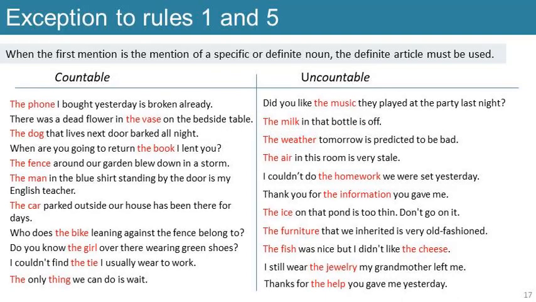Here are several examples of the definite article being used on the first mention. As you can see, many of the countable and uncountable nouns in these sentences are post-modified. For example, by a defining relative clause or by a prepositional phrase. These post-modifications specify or define who or what we are referring to.